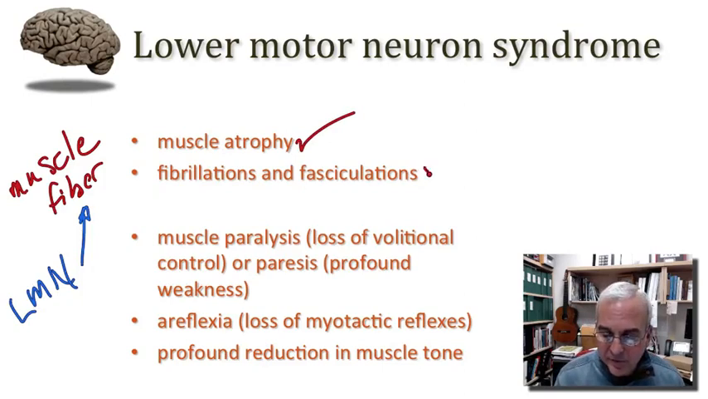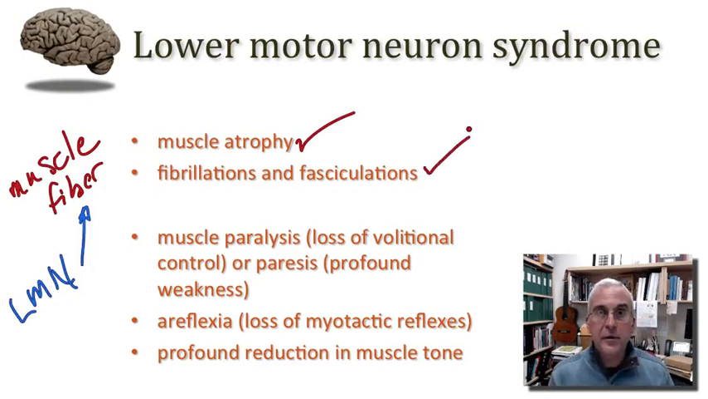Likewise, the fibrillations and fasciculations tend to be indicative of the early phases of injury. Over time, those will subside as the muscle fibers become atrophic. So paying attention to the time course of the development of these signs and symptoms and how they may change is going to be a key aspect of your clinical observation. Well, this concludes our discussion of lower motor neurons.